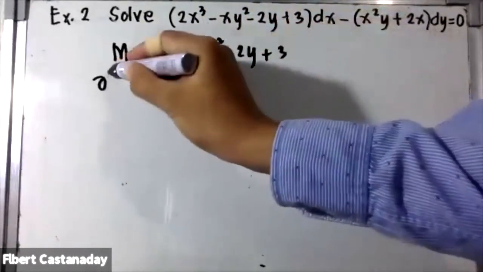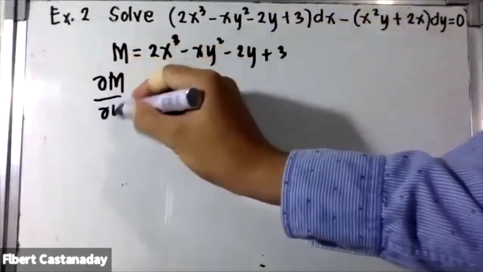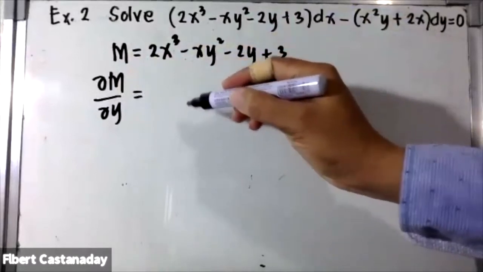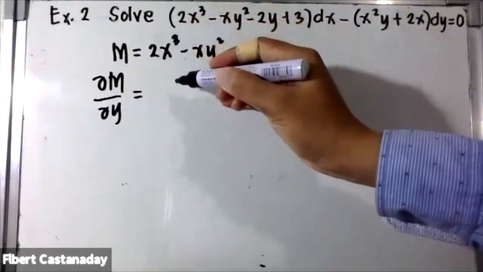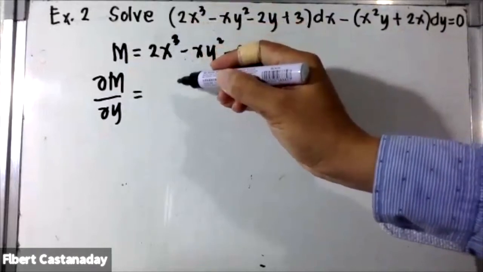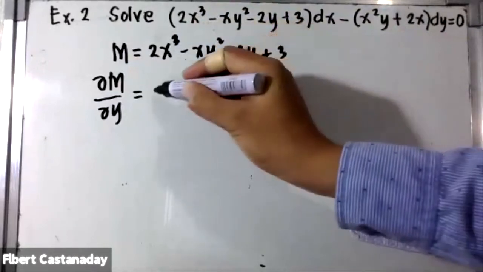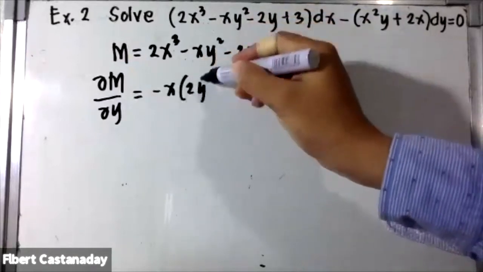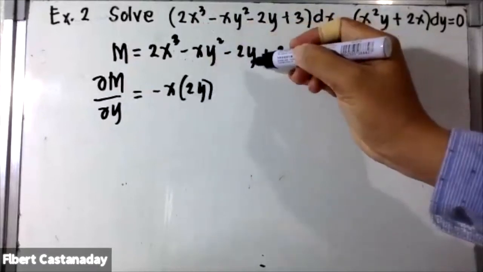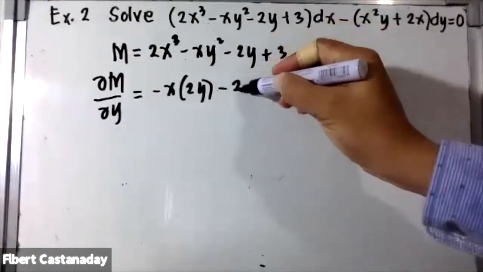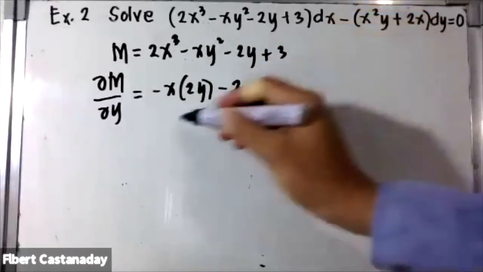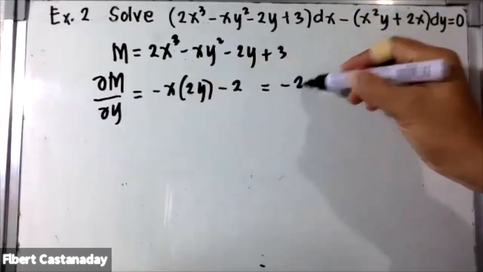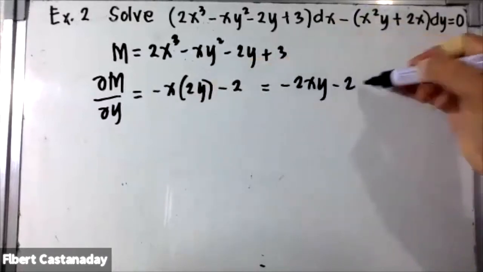So we take the partial derivative of M with respect to y. It means variable x is held constant. So the first term is held constant, and then for the second term you have minus x, and then differentiate y squared, so you have 2y. Then the third term is minus 2. The last term is a constant, so that's 0. So the partial derivative is equal to minus 2xy minus 2.